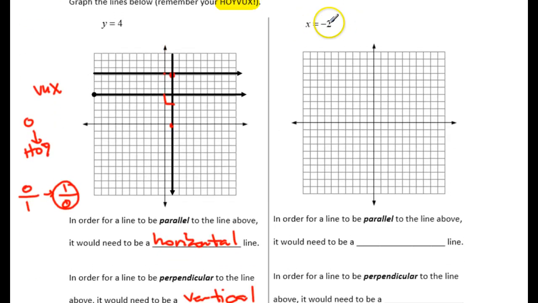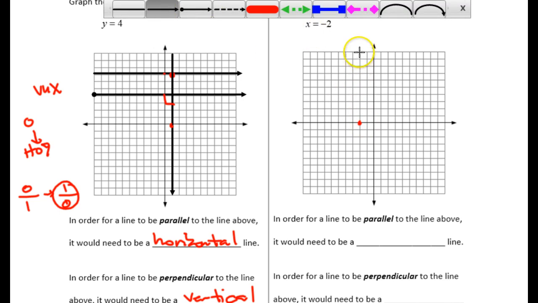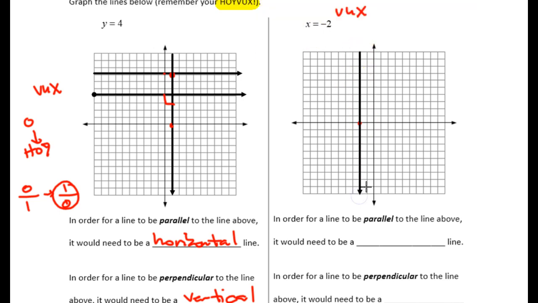Now our original line is x equals -2. Because it's x equals, that's a Vux. It's a vertical line. So it'll go vertical where x is -2. Alright, so this is going to be the line we're basing everything on.